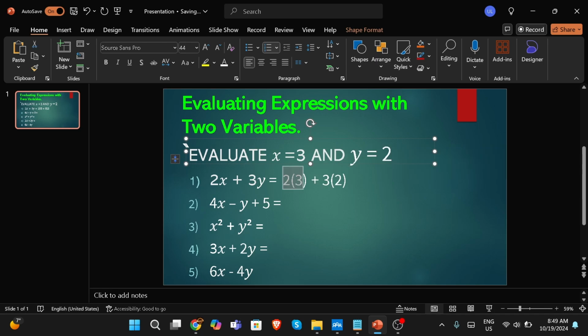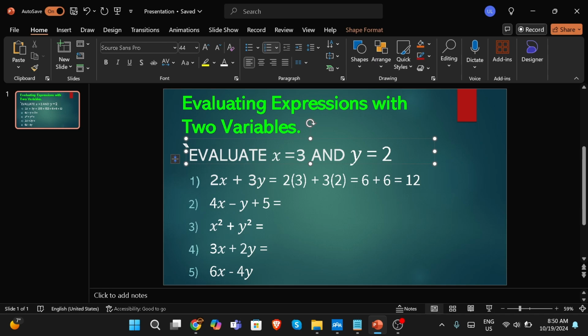Now all we have to do is multiply and add the numbers. That's because we're going to be using PEMDAS, which is parentheses, exponents, multiplication, division, addition, and subtraction. So 2 times 3 is 6, and 3 times 2 is 6 as well. When we add these together, 6 plus 6, our result here is 12.